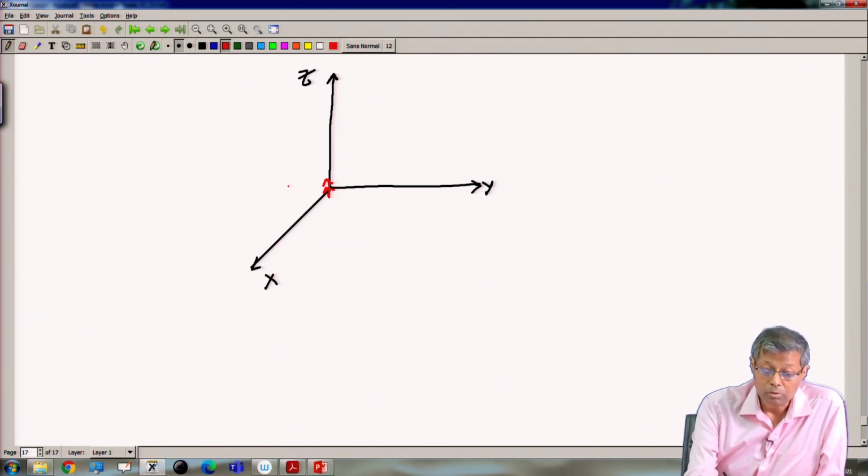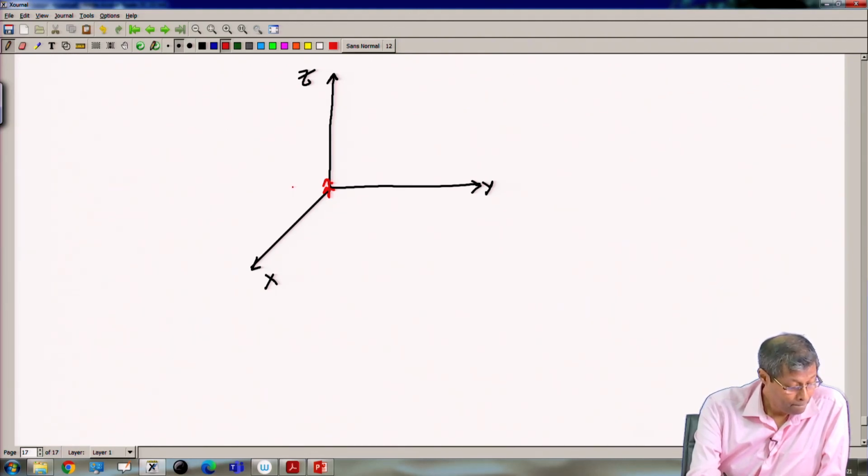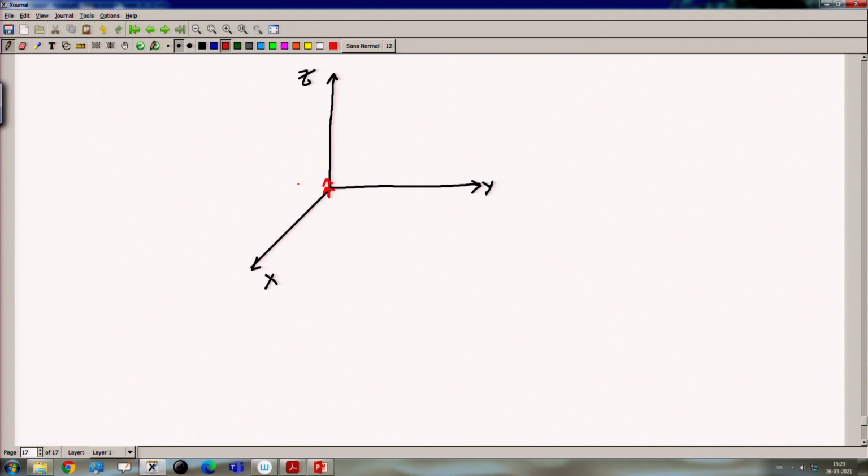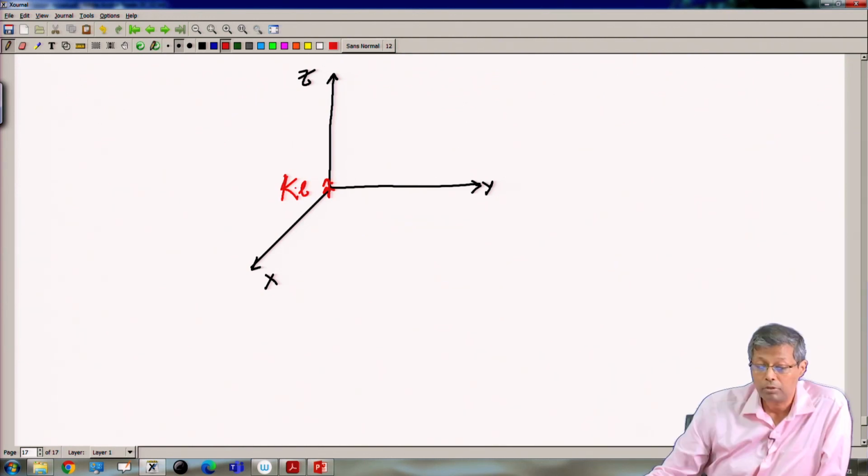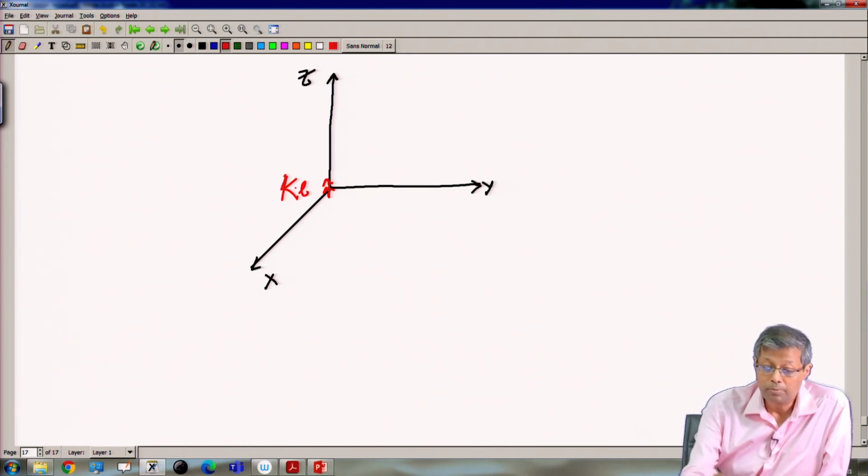the magnetic current source has a magnetic dipole moment K L. Okay. This K is capital, not to be confused with the propagation constant, which is small k, and it is placed at the origin.